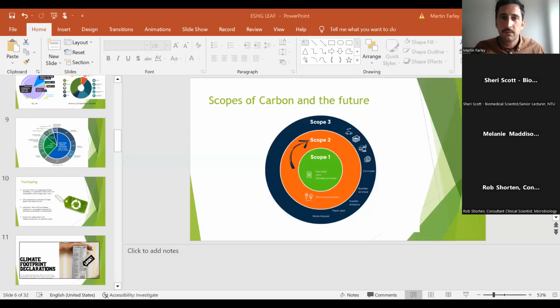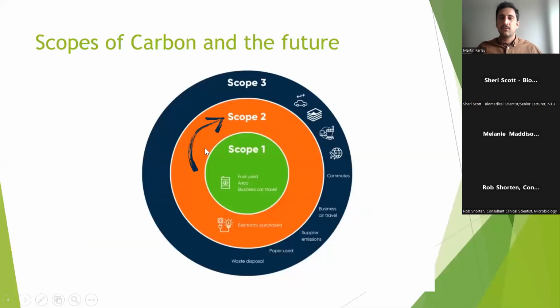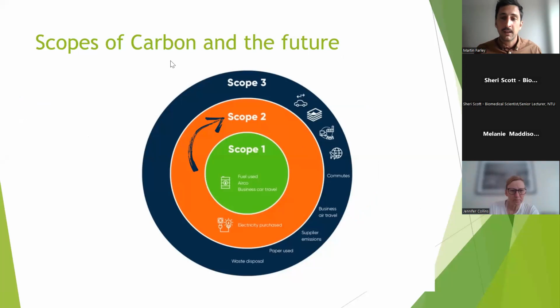So to start, what I wanted to put on screen was a bit of background on this topic. These are the scopes of carbon for anybody who's not familiar with these. I wanted to show this related to the NHS because it really relates to the high impact areas that I'm going to talk about for clinical labs.